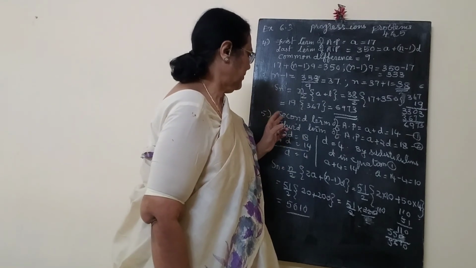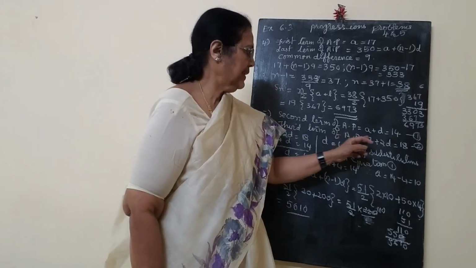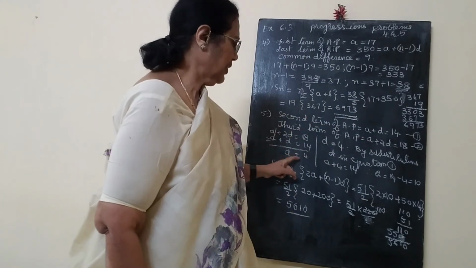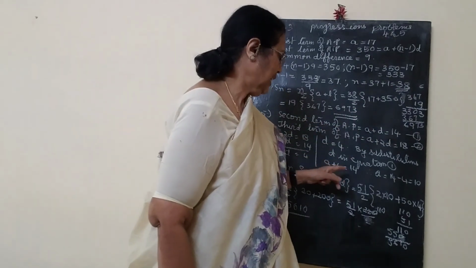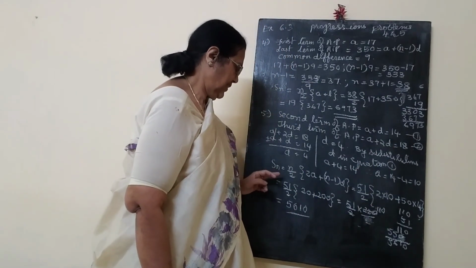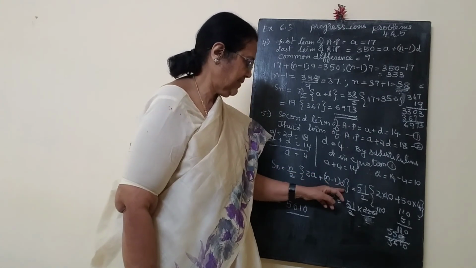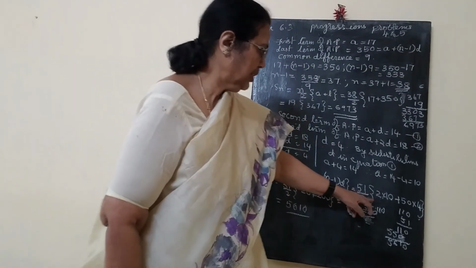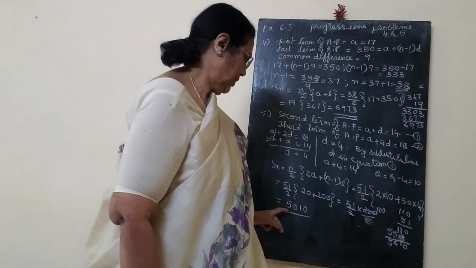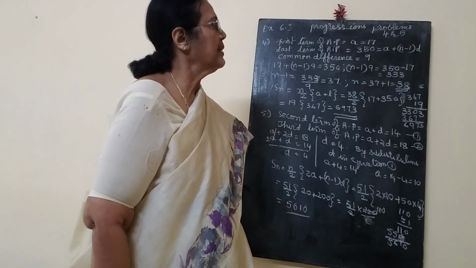What is given is the second term, A plus D is 14. The third term is given, A plus 2D is 18. By solving these two equations, we got D is 4. By substituting D, you got A is 10. Then you have to find out Sn, the sum of the first n terms. So Sn is n by 2 into 2A plus n minus 1 into D, 51 by 2 into 2 into 10 plus 50 into 4. So you got 5610. 5610 is the sum of the terms.